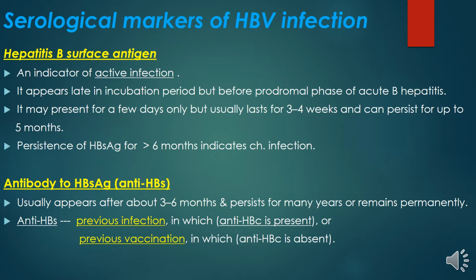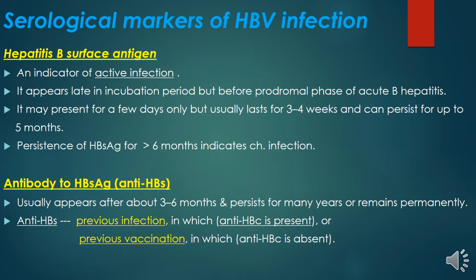Hepatitis B surface antigen shows active infection. It appears late in the incubation period but before the prodromal phase of acute hepatitis. It usually lasts 3 to 4 weeks and can persist for up to 5 months. Persistence of hepatitis B surface antigen for more than 6 months indicates chronic infection.